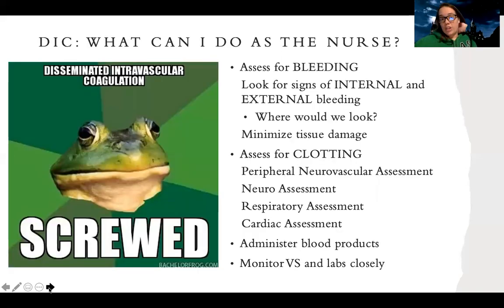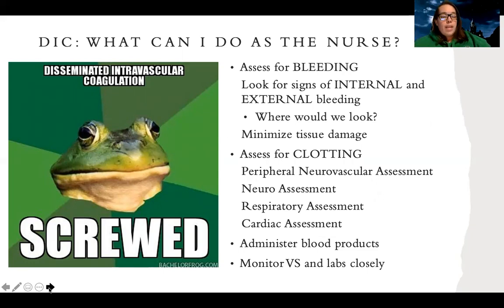So as a whole, as the nurse, my job is to assess for bleeding. I'm going to be looking for signs of internal and external bleeding. And of course, where do we look? We look for signs of external bleeding. In the nose, it could get dry. The mouth and the gums can bleed. They can have GI bleeding in their upper or their lower. I'm going to look in their stool and their urine.